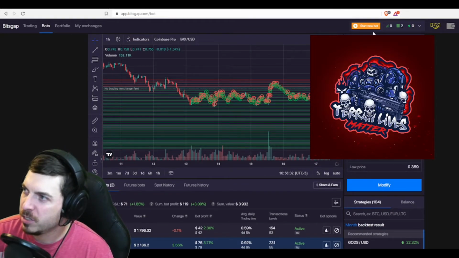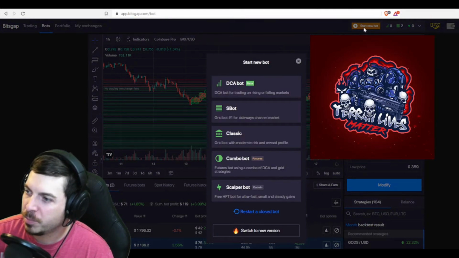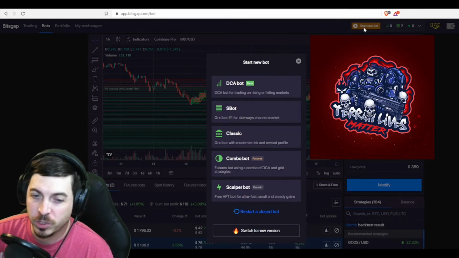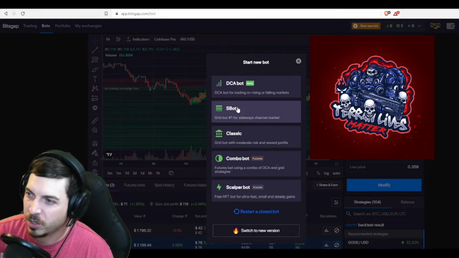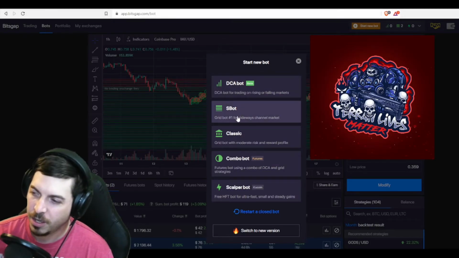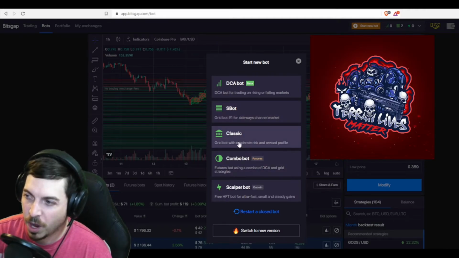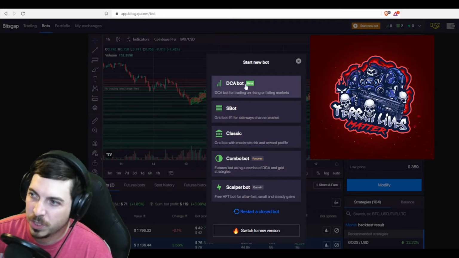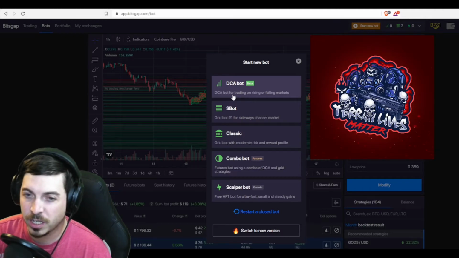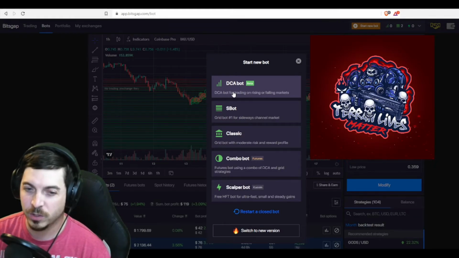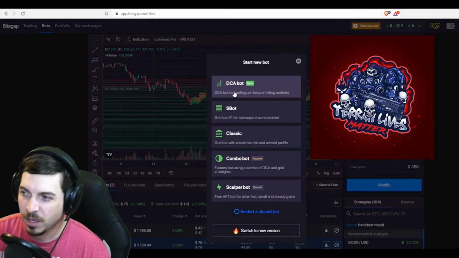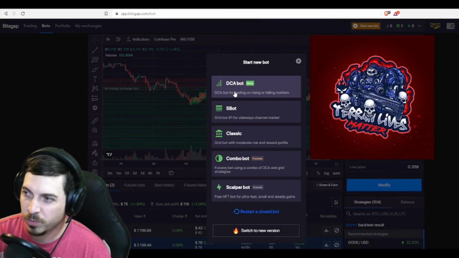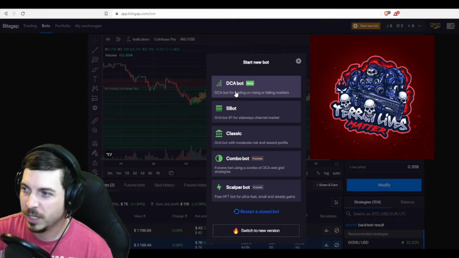I just wanted to quickly show you guys an example. So whenever you do try to open up a new bot and start Bitsgap and start your bot for the first time, it will give you a few options here. They have a new DCA bot, which sounds interesting. DCA is something that a lot of whales and people who've been in the market for quite a while do often and will swear by.